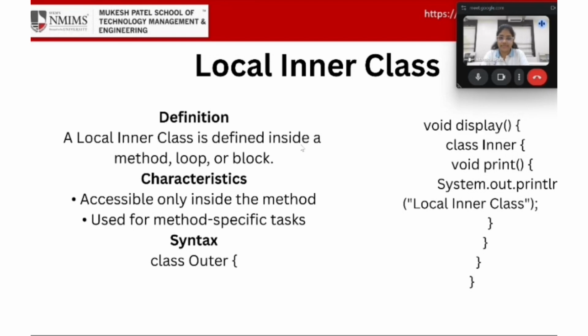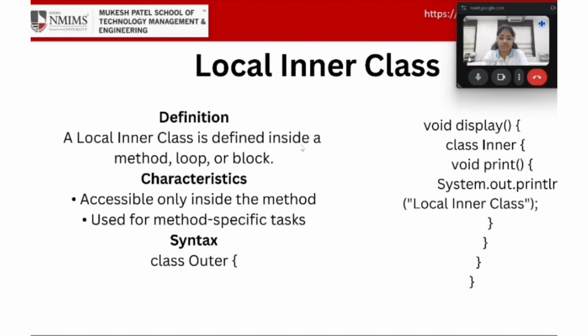So the third type is local inner class. A local class is defined inside a method, loop, or a block. This means that the class is only accessible within that method. It cannot be used outside the method where it is declared.